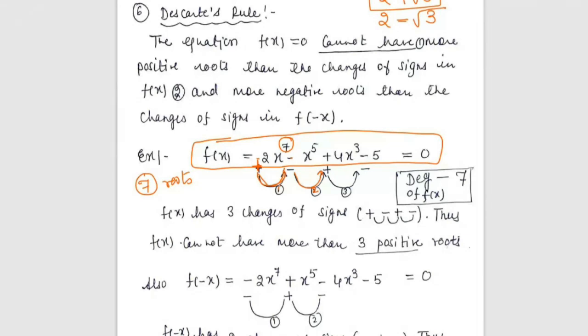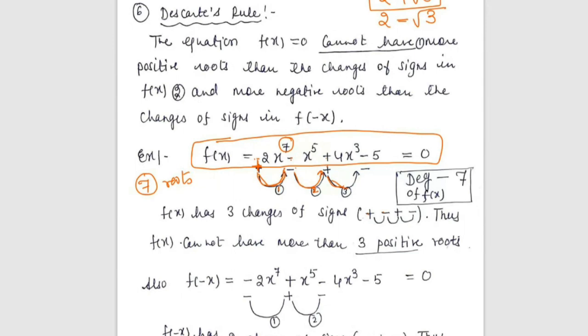Then after this, again just go for the next term. This is positive, negative, positive, and then negative. Again, you will just mark here positive and negative. Three changes are there. So f of x has three changes. Positive, then negative, then positive, then negative. Thus, f of x cannot have more than three positive roots. If it is changing alternately, plus negative, how many times? One, two, three.